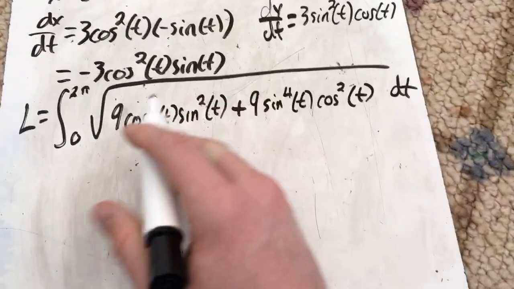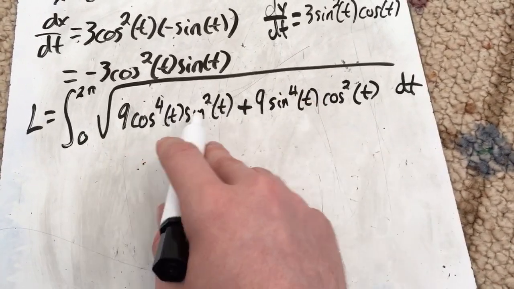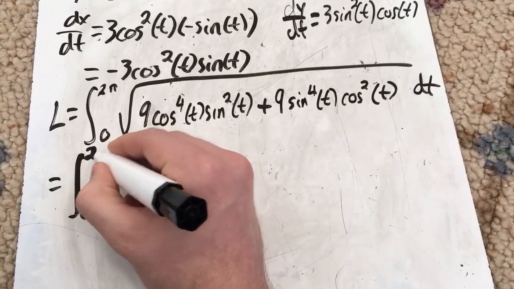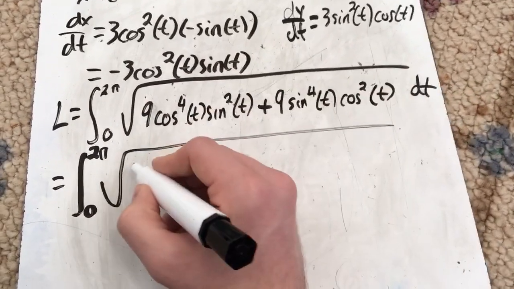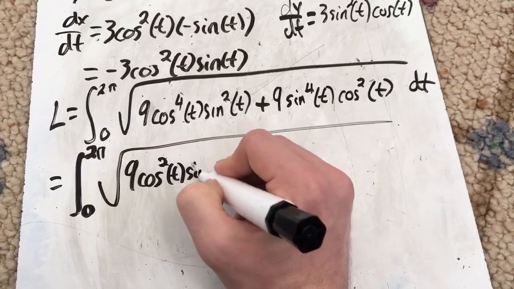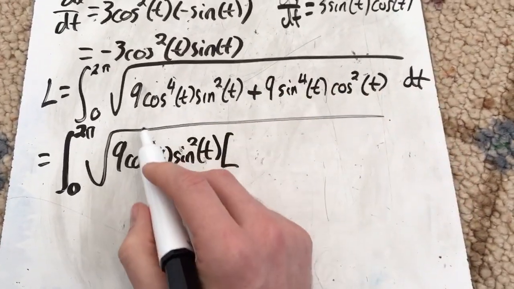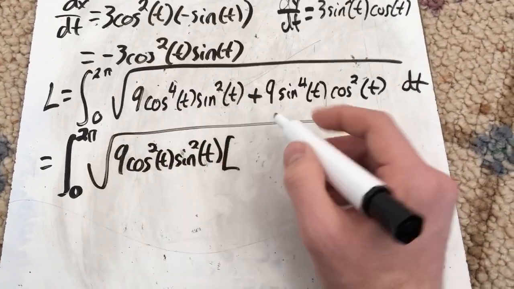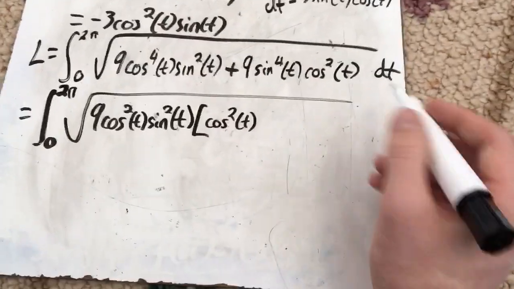We can figure out our inside parts. Okay, it looks like if we do some factoring here, 9, we have at least a cosine squared that's shared and at least a sine squared that's shared. So we could rewrite this maybe as the integral from 0 to 2 pi. Let's factor out a 9 cosine squared and a sine squared. So that'd be the square root of 9 cosine squared of t sine squared of t times the quantity. Well, what's left over then? If I take out a 9 cosine squared and a sine squared, what's left over in this first part is just a cosine squared of t. You can check by distributing to get back to that.